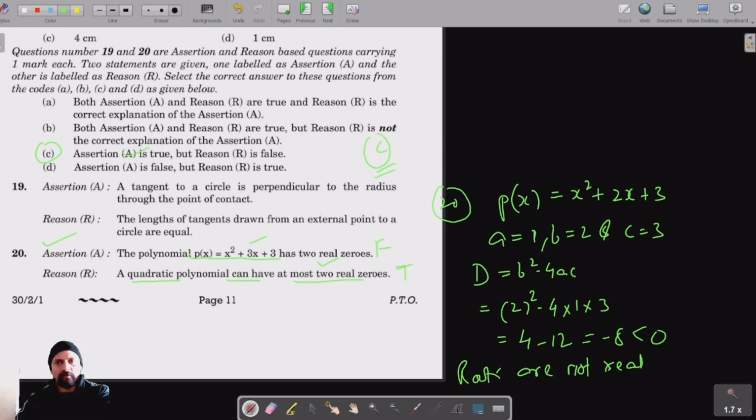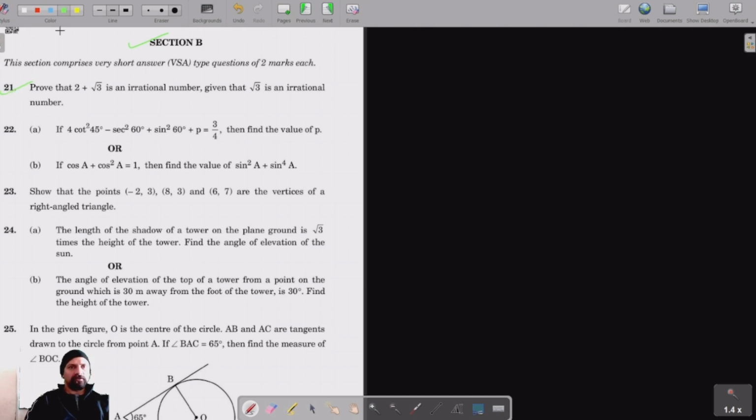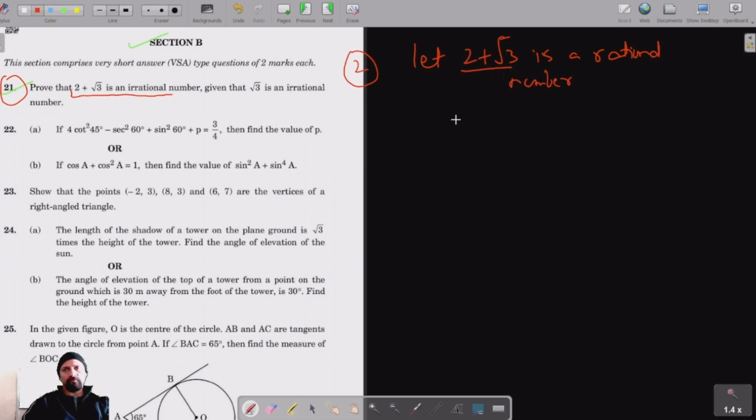Let's move on to question number 21. Section B comprises 2 marks questions, and we have to prove that 2 plus root 3 is an irrational number. So let's say 2 plus root 3 is a rational number. If 2 plus root 3 is a rational number, that means it can be written in the form a upon b, where a and b are integers.